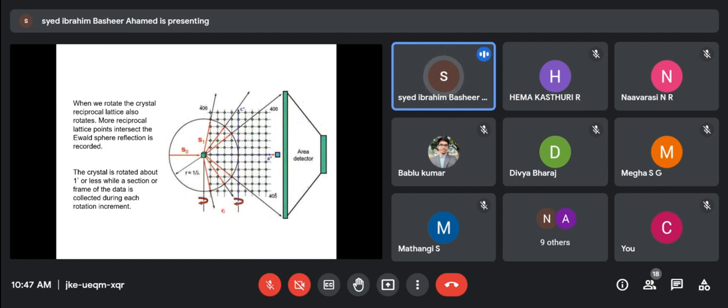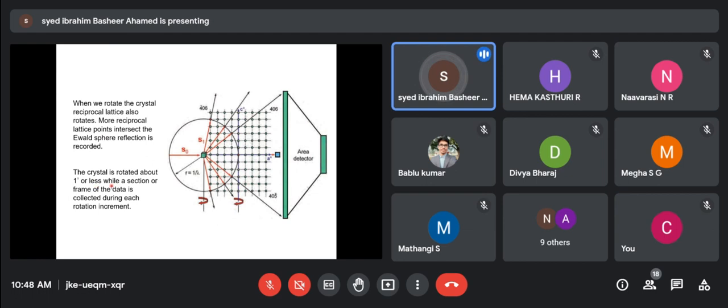So by keep on rotating the crystal, you will be recording all the lattice points. When we rotate the crystal, the reciprocal lattice also rotates. So more reciprocal lattice points intersect the evolved sphere of reflection and are recorded. The crystal is rotated about 1 degree or less.